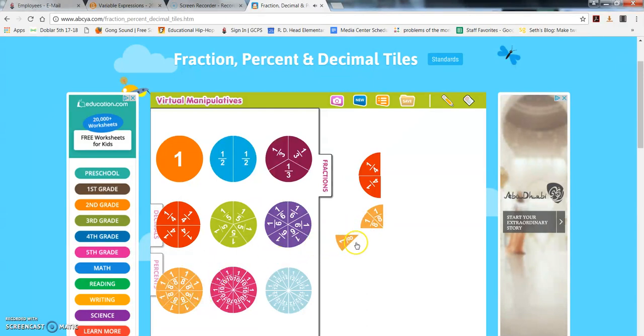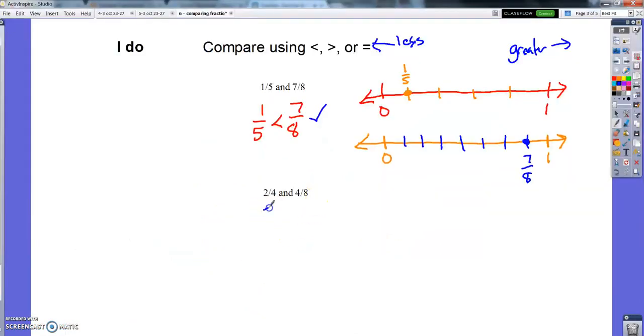Looks like this. And they look to me to be pretty much the same. You know, if I look at a whole compared to that, and a whole compared to that, they look to be about the same. So my guess from my first strategy is that those are equal. Let's check with a second to be safe.